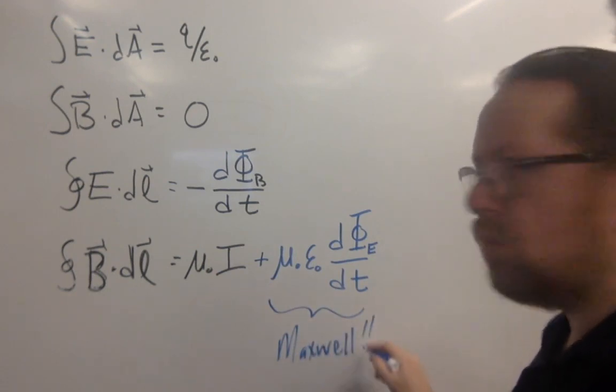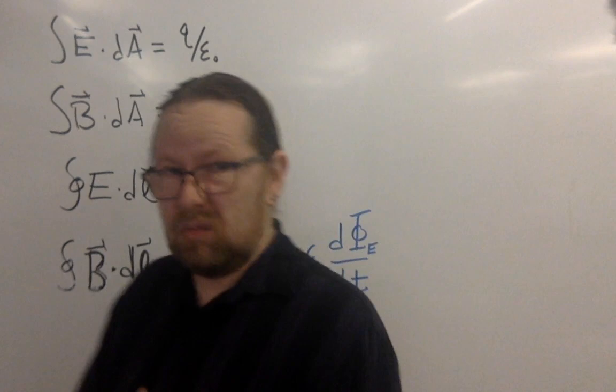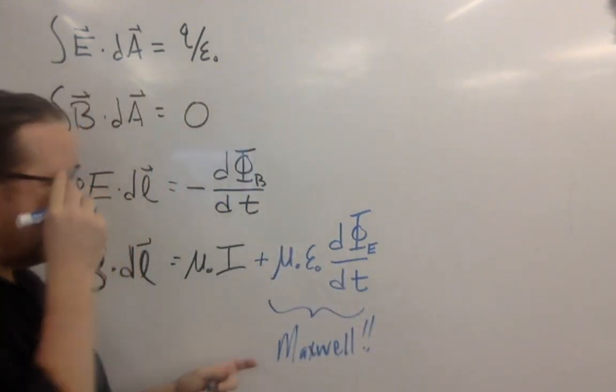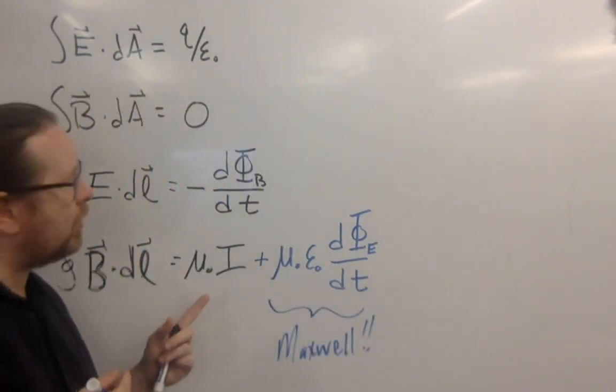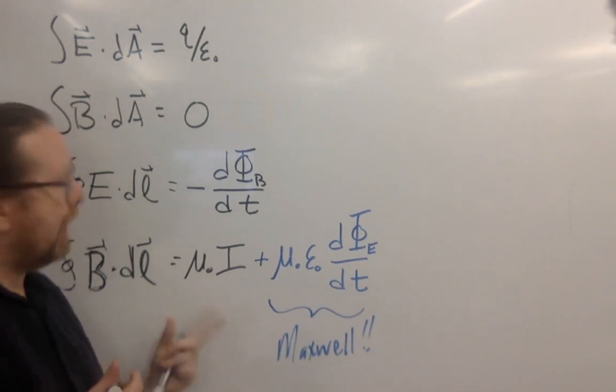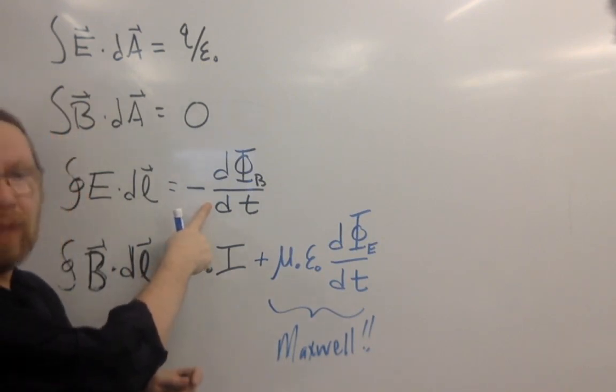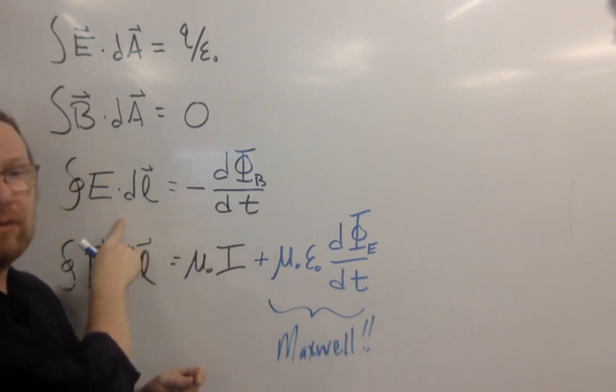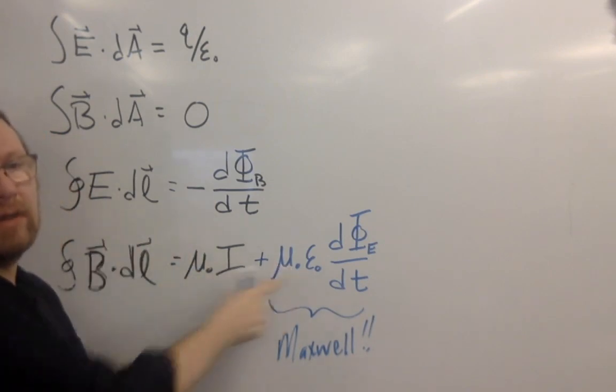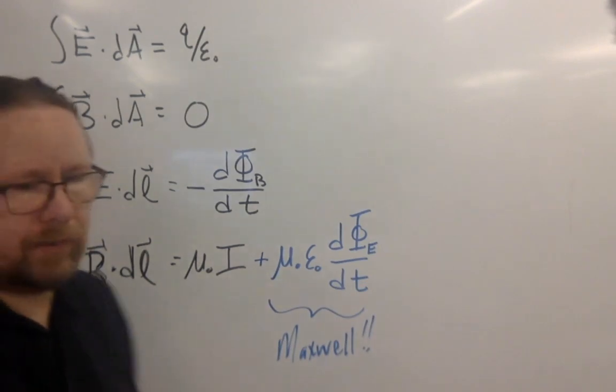And Maxwell's addition was not based on any experiments he did with wires and batteries and stuff. It was based on his intuition that these equations should be symmetrical and the magnetic field should be continuous. Therefore, if a changing magnetic flux creates an electric field, then a changing electric flux should create a magnetic field.